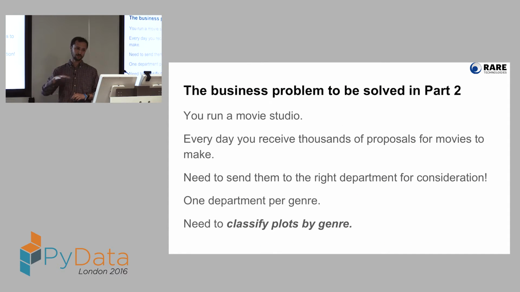Okay, so how do we come up with this? In this talk, we're going to do a different problem. We're going to talk about classifying movies by genre. So imagine you're in a movie studio somewhere, and you get lots of proposals for plots for movies that people want you to make. And you have to classify them by genre to send to the right department. Like, this department only analyzes comedy plots. So you classify them and send them that way. That's what we're going to do in the second part of the talk.